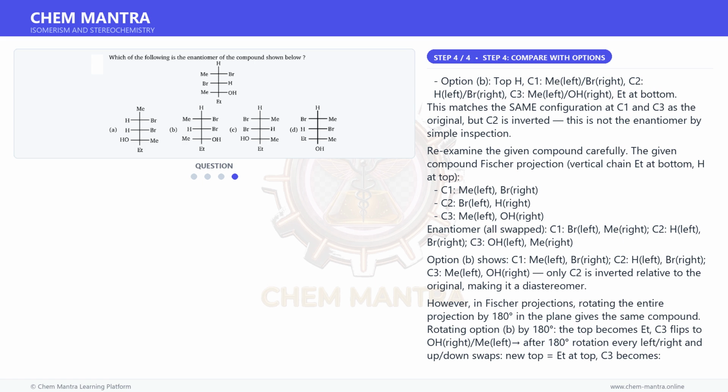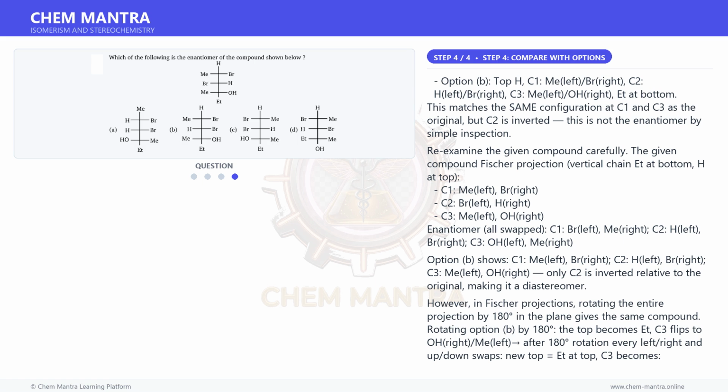Option B shows C1: Me left, Br right; C2: H left, Br right; C3: Me left, OH right. Only C2 is inverted relative to the original, making it a diastereomer. However, in Fischer projections, rotating the entire projection by 180 degrees in the plane gives the same compound. Rotating option B by 180 degrees, C3 flips to OH right, Me left. After 180 degrees rotation, every left and right and up and down swaps.